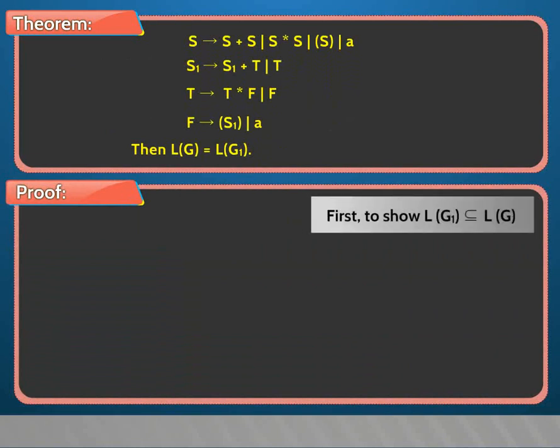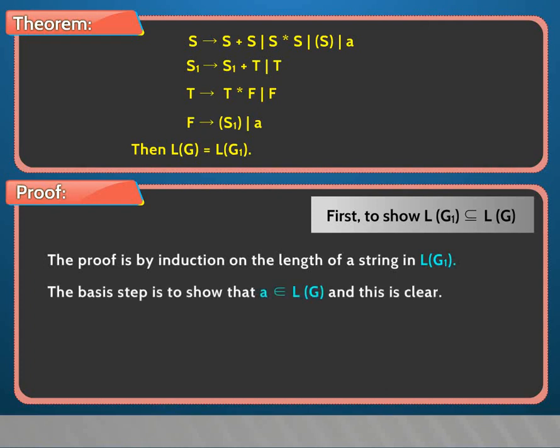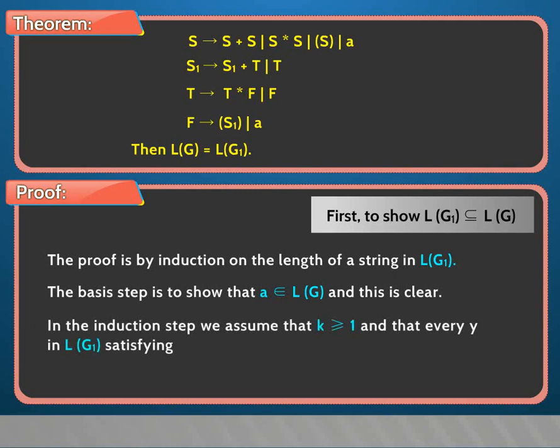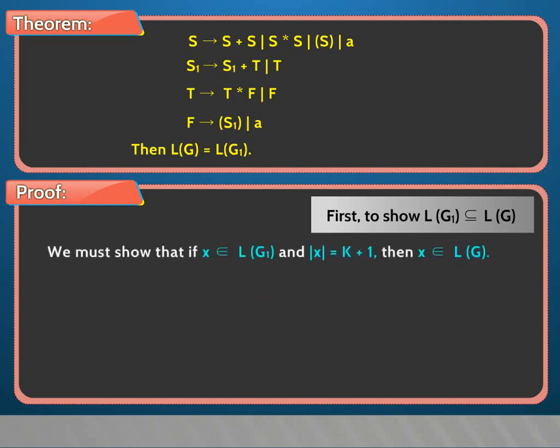Proof. First, to show L(G1) is a subset of L(G). The proof is by induction on the length of a string in L(G1). The basic step is to show that a element of L(G), and this is clear. In the induction step, we assume that k greater than or equal to 1 and that every y in L(G1) satisfying |y| less than or equal to k is in L(G). We must show that if x element of L(G1) and |x| is equal to k plus 1, then x element of L(G).